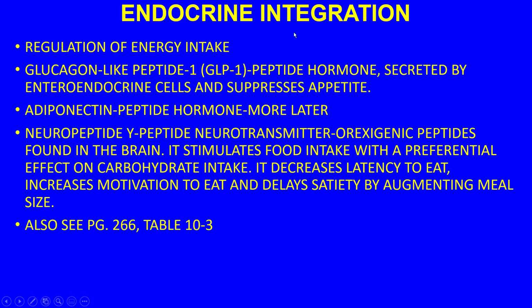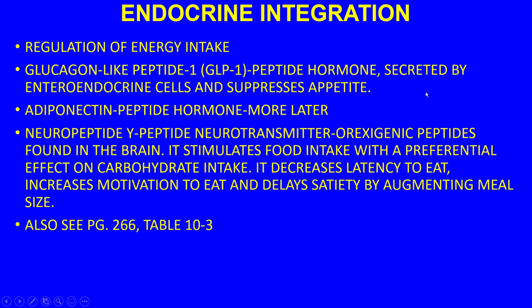Now, you also have several other ones that I wanted to bring up. Glucagon-like peptide 1. We've already talked about GLP-1 before. It is a peptide hormone. It's secreted by endocrine cells. Basically, these are going to be cells in the small intestine, and it suppresses appetite. Adiponectin is a peptide hormone. We're going to go a little bit more into that later.